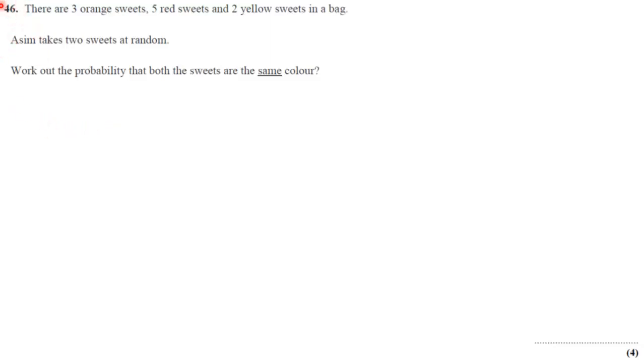Okay, this is question number 46. The question reads, there are 3 orange sweets, 5 red sweets, and 2 yellow sweets in a bag. Asim takes 2 sweets at random. Work out the probability that both sweets are the same color.